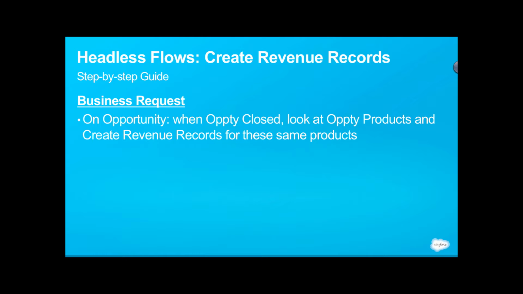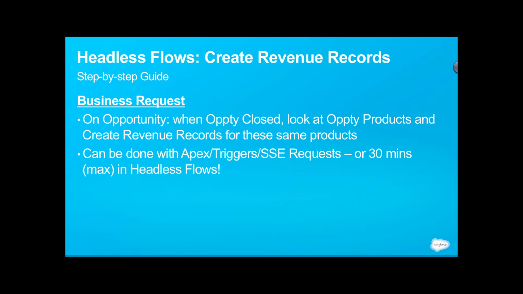And I'm going to give you a business request. The customer requested that when the opportunity gets closed, they want you to look at the opportunity products and then create revenue records for those same products. Now this can be done using Apex and triggers, but each of those things takes time and specialist knowledge. Or you can spend no more than 30 minutes using Headless Flows.